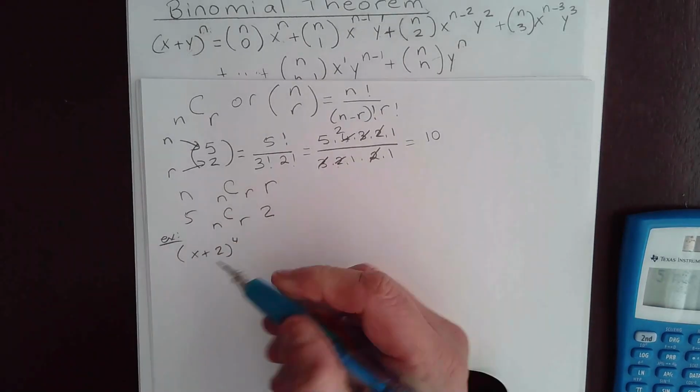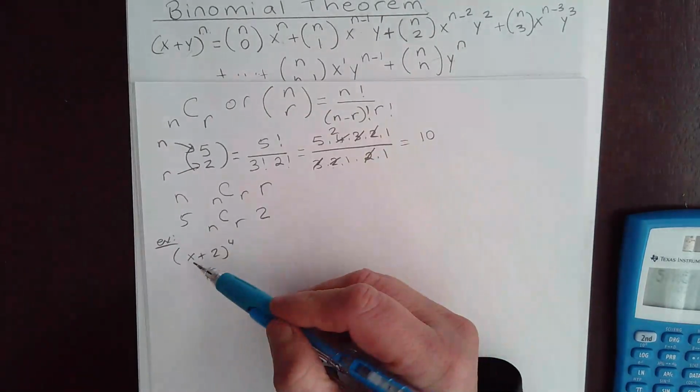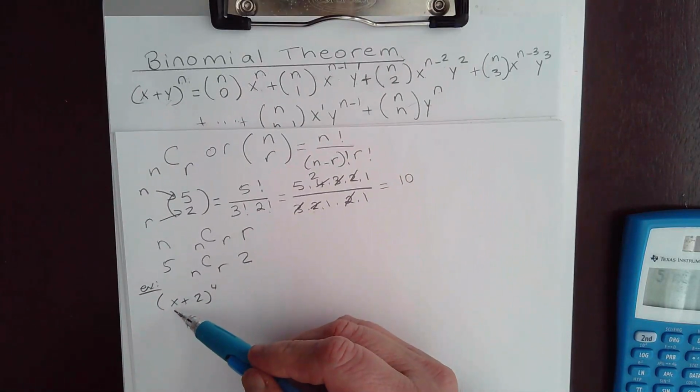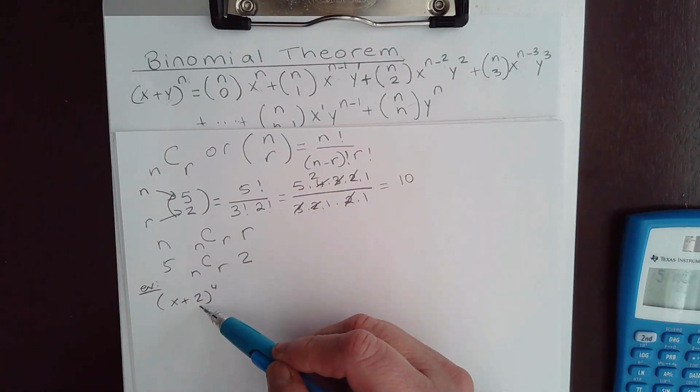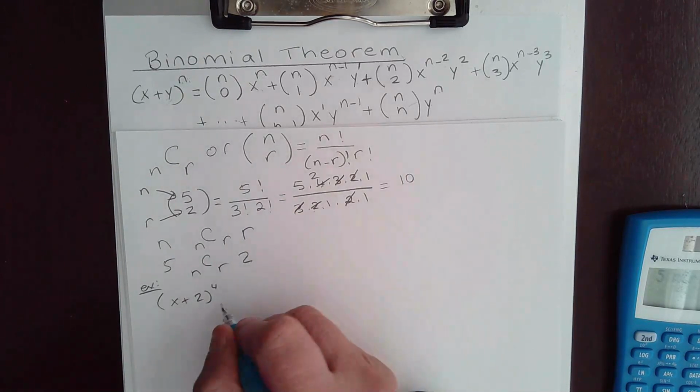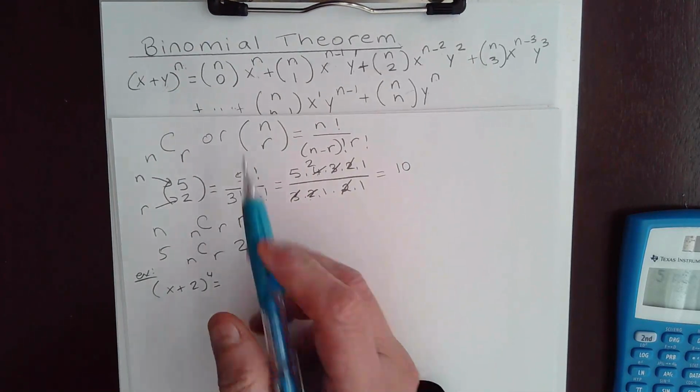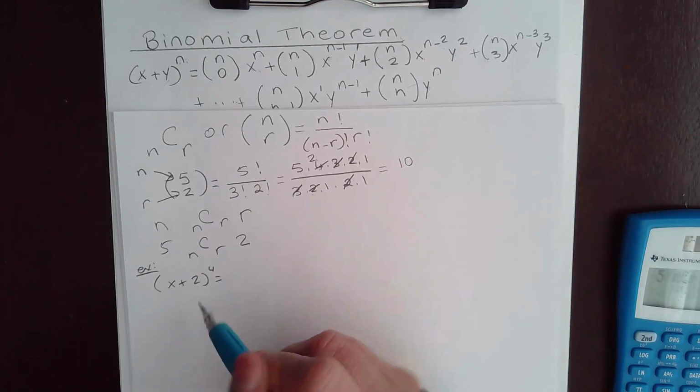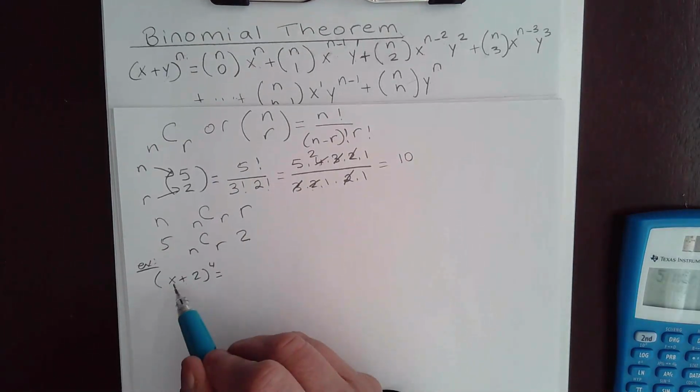So here, I don't have y, so what do I have? I have x, and instead of y, 2. But the same formula applies, okay? I'm going to go ahead and write the combination a little bit later on, but I'm going to work with the x and the 2 first.